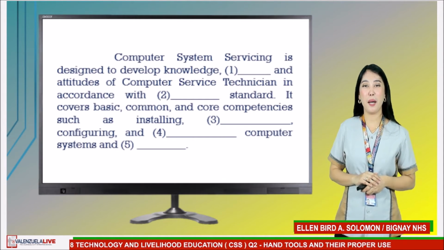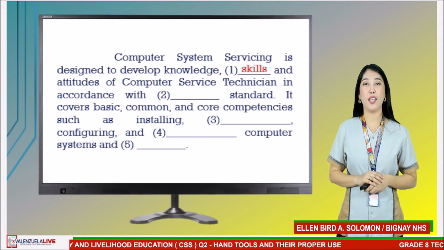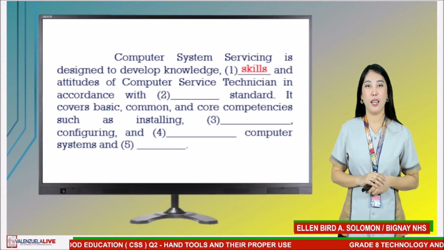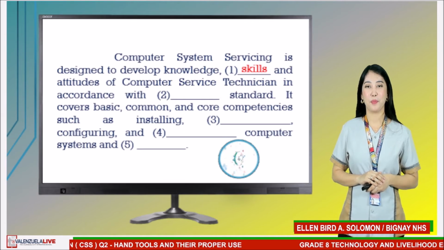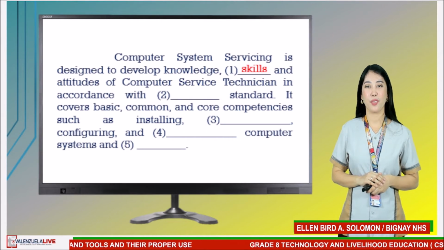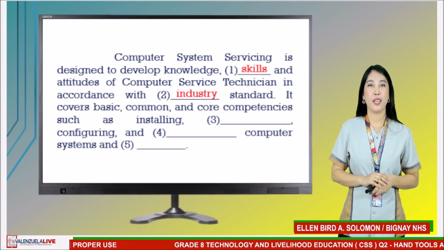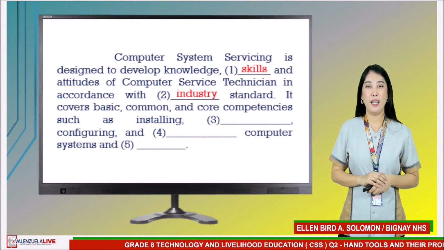Okay, time is up. If you answered skills, then you are correct. Let's have the second one. Your 5 seconds start now. Okay, so for the second one, if you answered industry, then you are doing great. Let's have the third one.